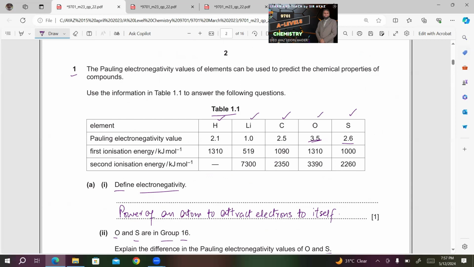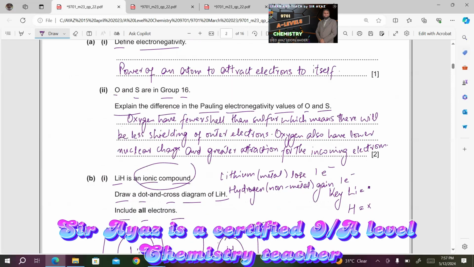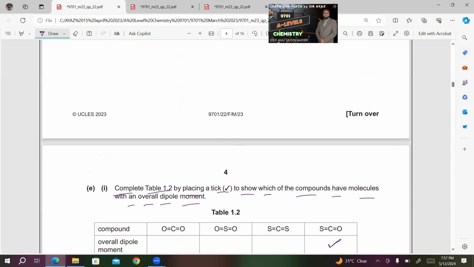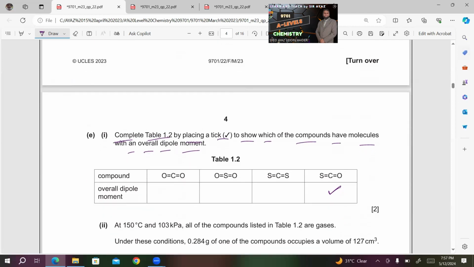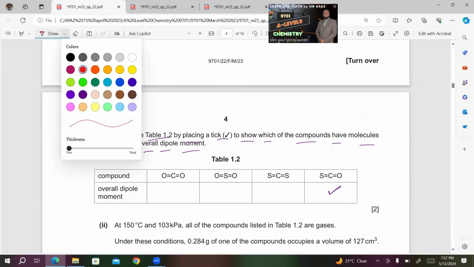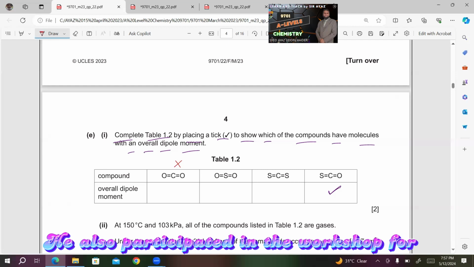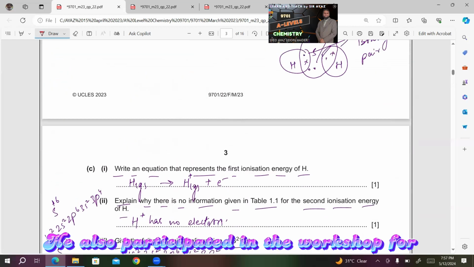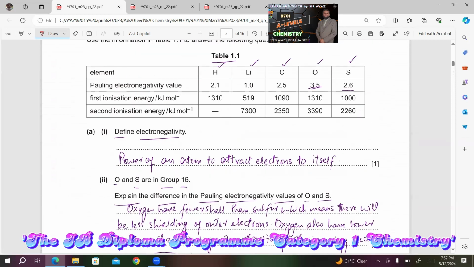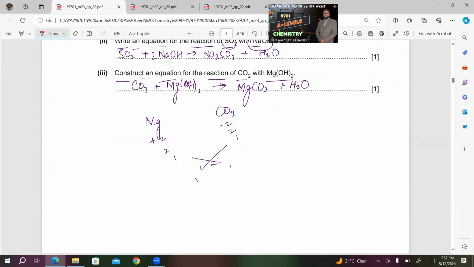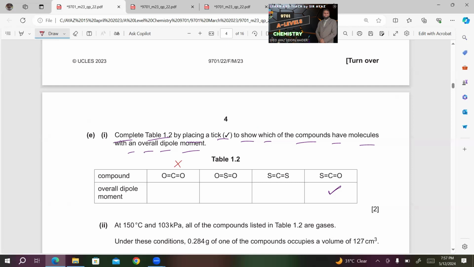What about CO2? In CO2 the dipoles must be cancelling out. There won't be any dipole here. What about SO2 and CS2? In CS2, there is a very small difference between the electronegativity values of carbon and sulfur. So there isn't any dipole moment here.